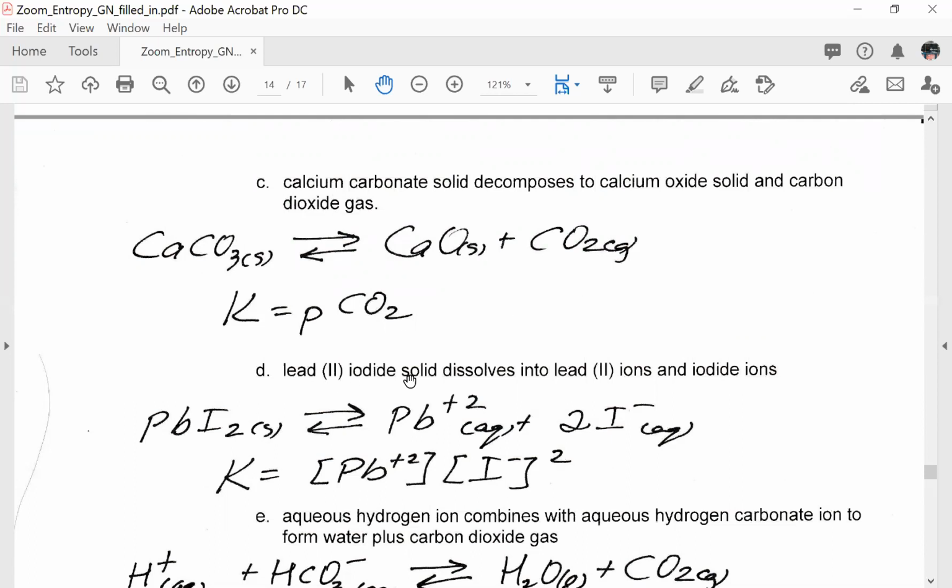Lead 2 iodide solid dissolves into lead ions and iodide ions. So here's our lead 2 iodide in equilibrium with lead ion and iodide ion. So our K expression just includes the products. Remember, we have a coefficient here, so it's the power of 2.